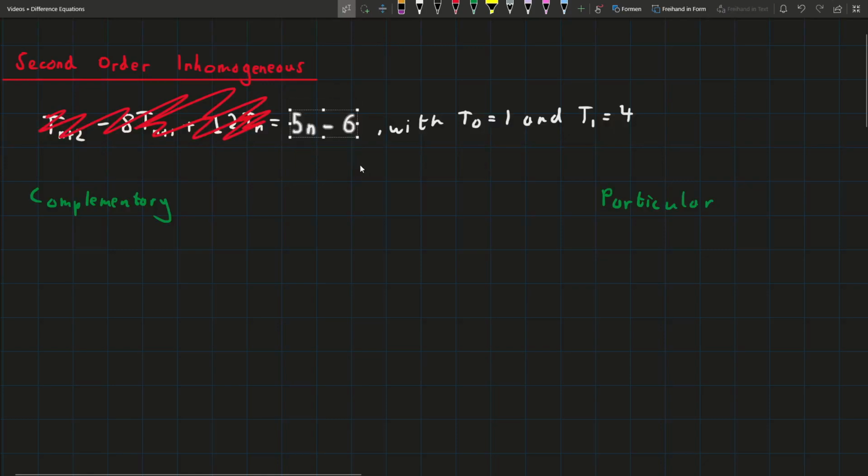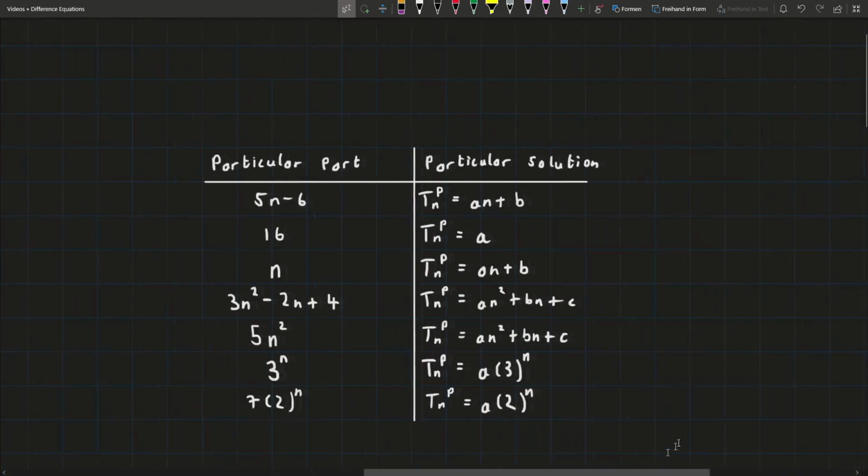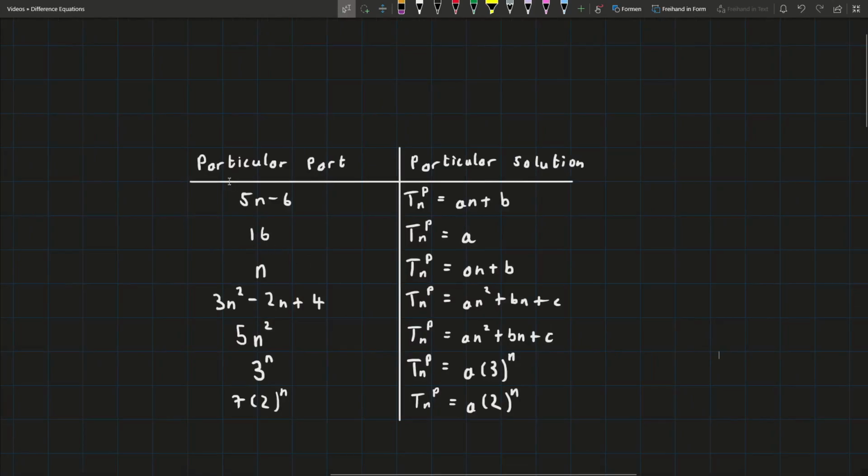And what you want to do with this for our particular solution, which I write as Tn with a p up here, that's not to the power of p, that's just a little way of saying it's the particular solution, is we're going to take this function and generalize it. This is a linear function, so we're going to write down a very general linear function. I'm just going to write an plus b as a way of writing a linear function. We have an n term and we have a constant. Just to show how it would work for other types of functions. For this example, we have 5n minus 6, so our particular solution is a linear.